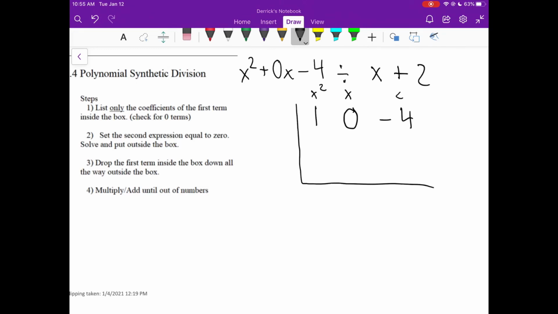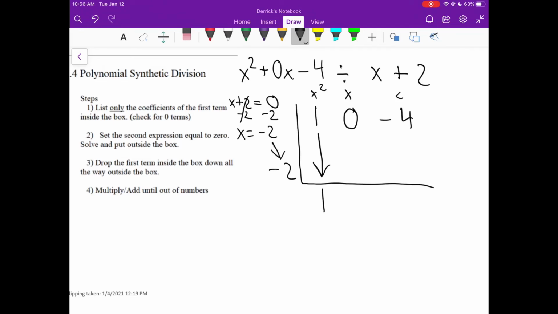Take your second expression, the x plus 2, and set that equal to 0 and solve. In this case, all you would have to do is subtract 2 from both sides, giving you x equals negative 2. So that will be our side number. We always take the first term and drop it all the way down outside the box. And then remember, we multiply back to the side, and it's just alternating between multiplication and addition for the rest of this problem.